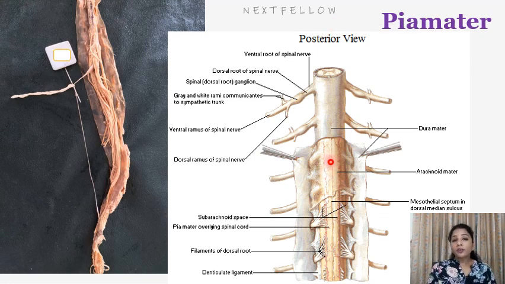And the last modification of the pia mater is called linea splendens. Linea splendens is present in the anterior median fissure, and it is a thickening of the pia mater there, whereas the subarachnoid septum is present in the posterior median sulcus, and the filum terminale below the spinal cord, and ligamentum denticulatum on either side of the spinal cord. So these are the modifications of pia mater.